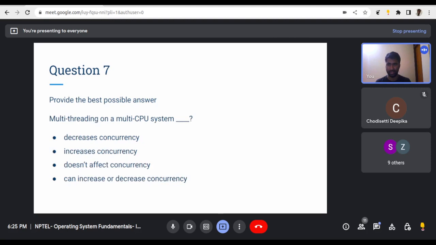Multi-threading on a multi-CPU system: can it increase concurrency? Can it decrease concurrency? Does it not affect concurrency, or can it increase or decrease concurrency? Anything can happen. So which among the following options are correct? Multi-threading on a multi-CPU system, how will it affect concurrency? Would anyone like to answer?